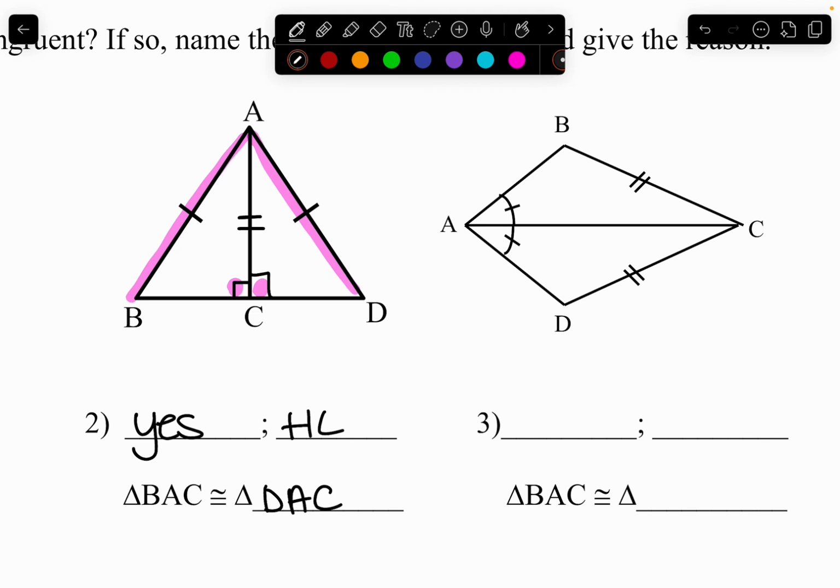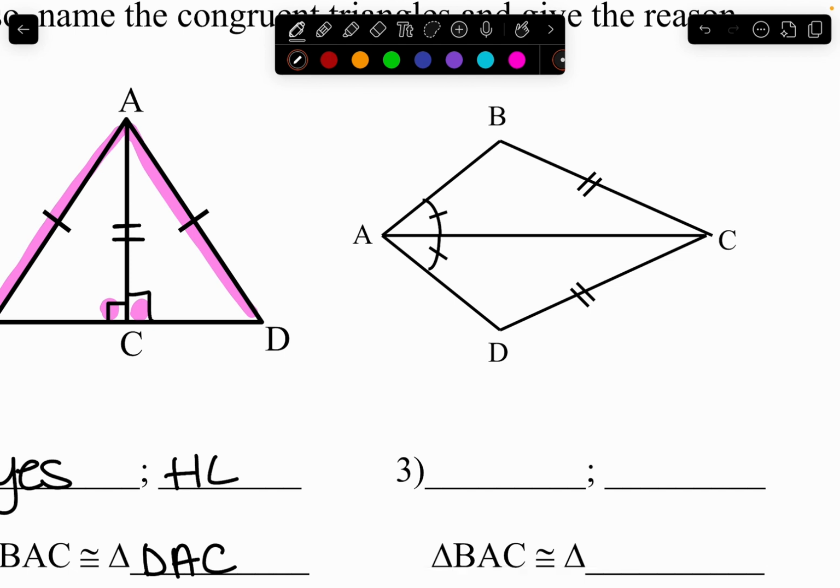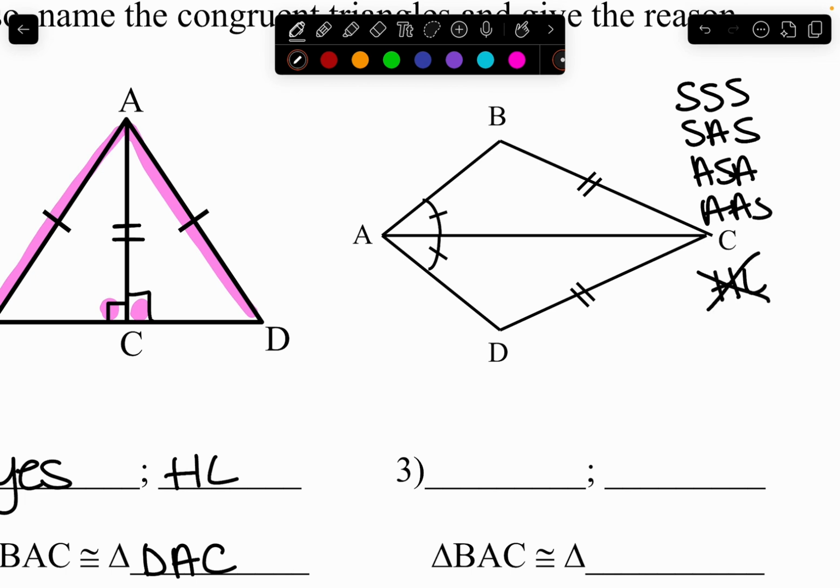When you look at number 3, it does not provide us with a right angle. So that means that I only have my 4 other options: side, side, side, side, angle, side, angle, side, angle, and angle, angle, side. I cannot use hypotenuse leg on this one because it's not a right triangle. I do have an angle that's marked congruent. So if it is congruent, it would be for one of these 3 reasons. So I have an angle marked congruent and I have one side marked congruent.